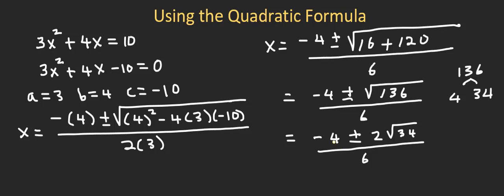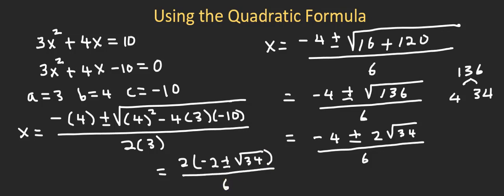And notice, we could still simplify this, because you could take out the 2, then this becomes negative 2 plus or minus radical 34 all over 6. And you could reduce 2 and 6. That becomes negative 2 plus or minus radical 34 over 3, because 2 over 6 is 1 over 3.